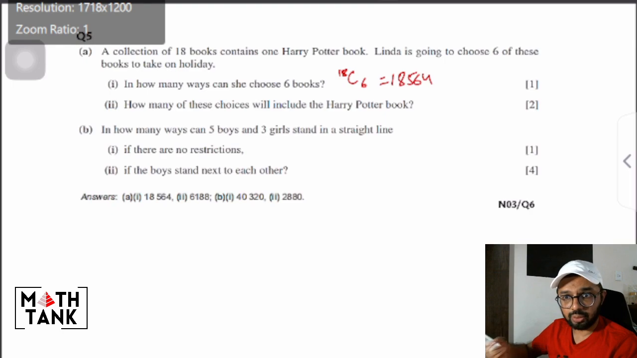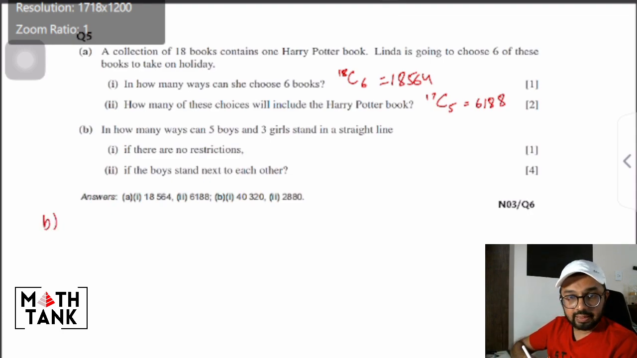Okay, so if the Harry Potter book has to be selected, I'm left with 17 other books that I need to select from, and since I've already selected one, I am left with 5 other books that I need to choose. So 17C5, because one book already got selected, and that was the Harry Potter book.